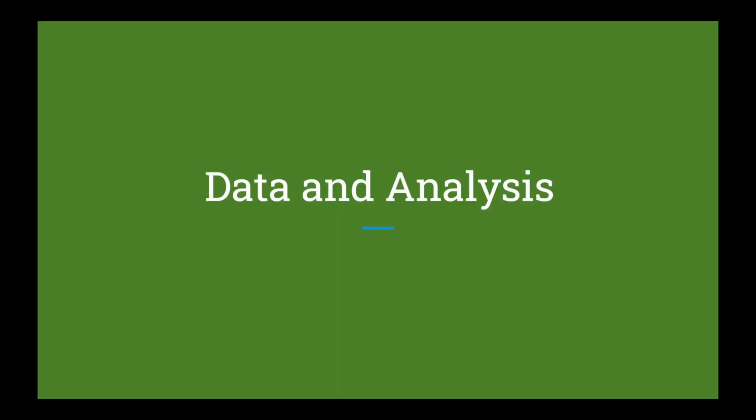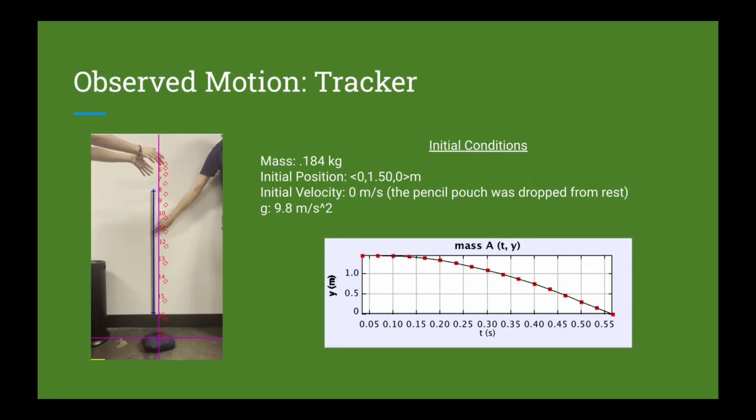Data and analysis. Here you see the observed motion from the tracker. The mass was 0.184 kilograms, the initial position was 1.500 meters, and the initial velocity of the pencil pouch was 0 since it was dropped from rest. Here we see the produced graph showing the y position data over time of the pencil pouch, and the value of g is 9.8 meters per second squared near the surface of the Earth.